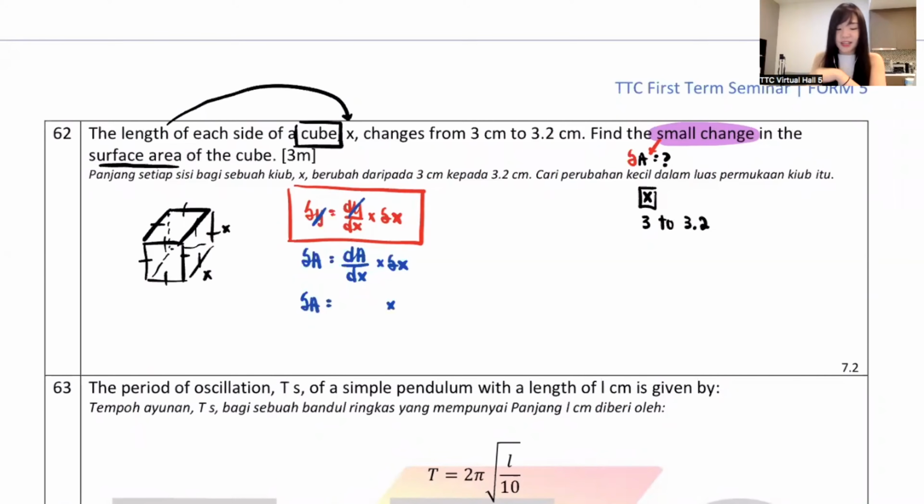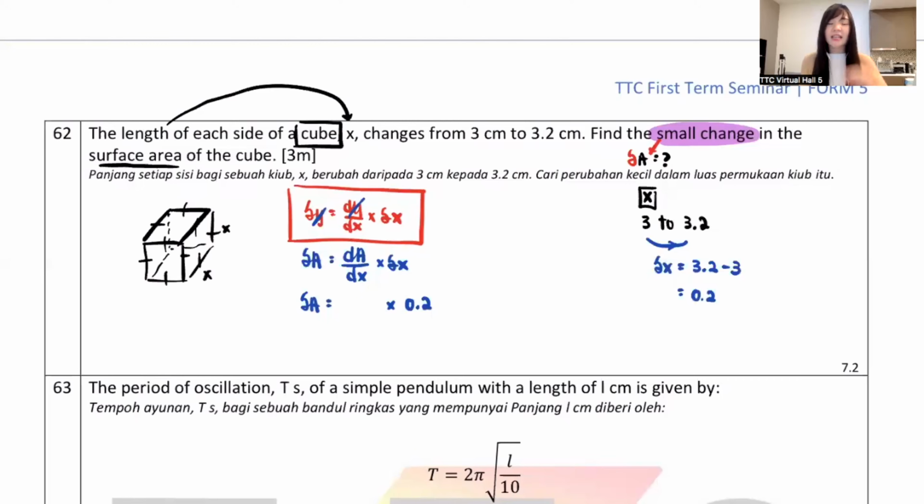Guys, what's my delta x? I'll straight away ask you that. Very good, Ophelia. I from 3 become 3.2. My small little change is 3.2 minus 3. Isn't it 0.2? Okay, my delta x is 0.2.